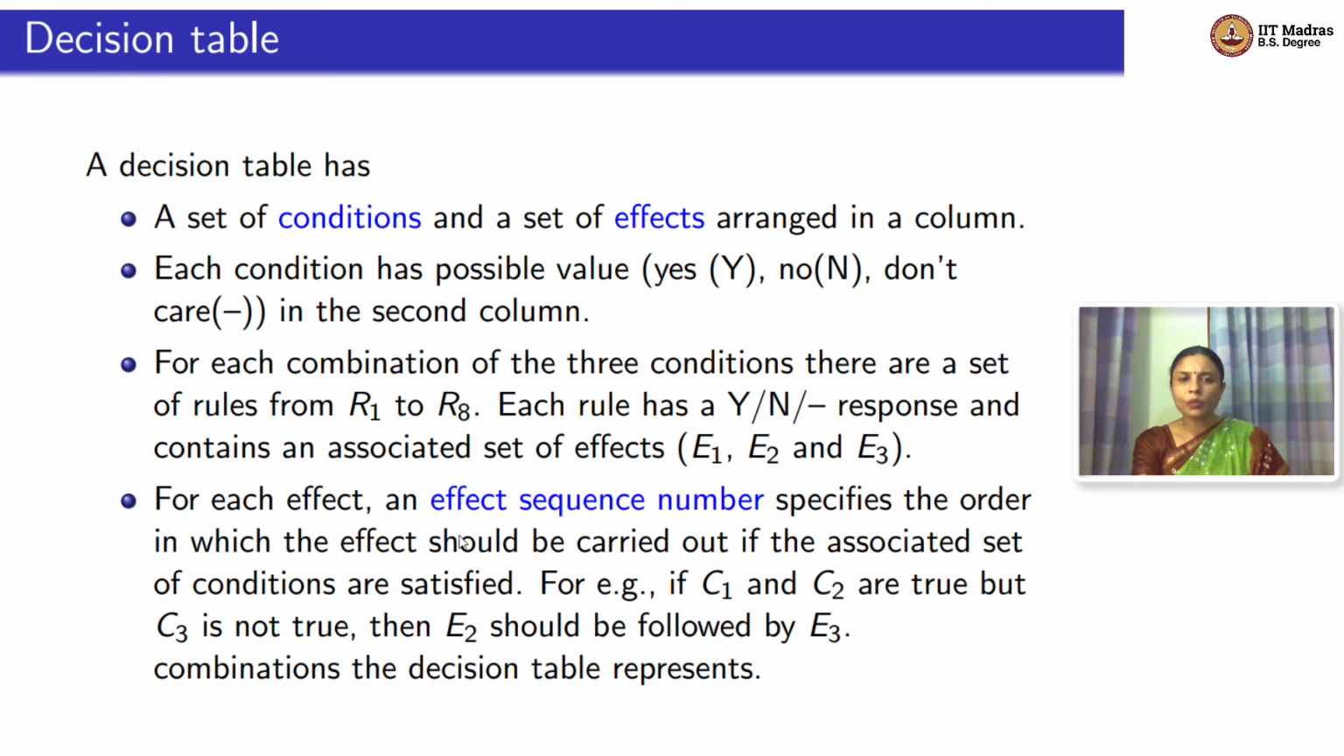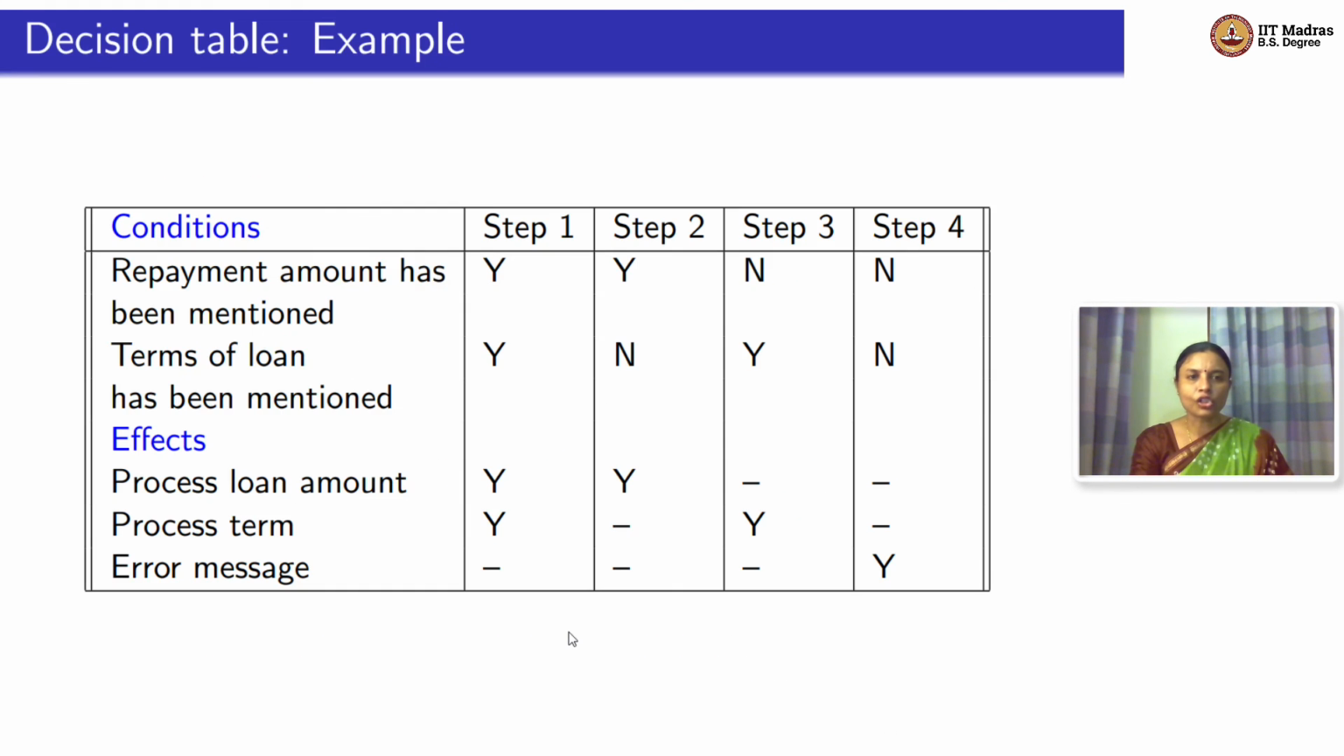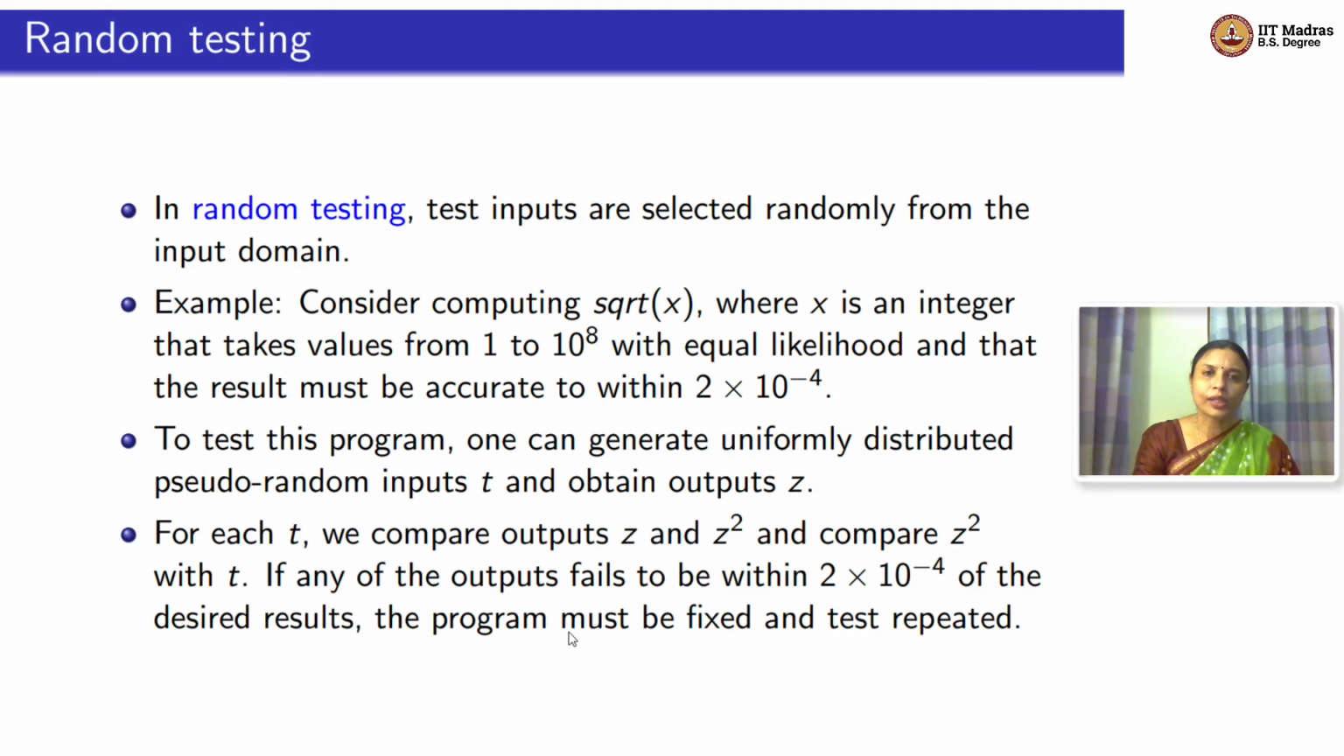Effect sequence number specifies the order in which the effect should be carried out if the associated set of conditions are satisfied. So we read enough of that table. As per that table, if C1 and C2 are true, but C3 is not true, E2 should be followed by E3. Is this clear? So this is what a decision table looks like. These are very useful when you have a lot of data and several combinations of data that you would want to test for.